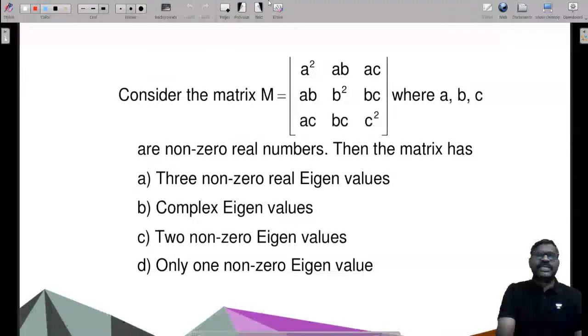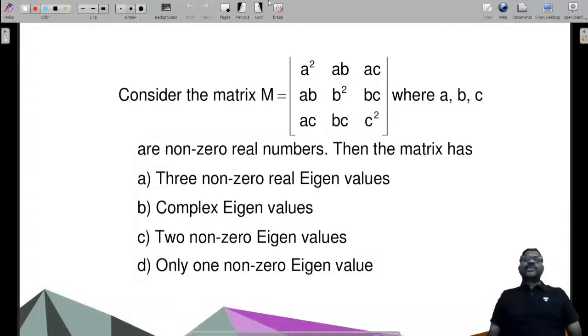Next problem. Consider the matrix with rows (A square, AB, AC), (AB, B square, BC), and (AC, BC, C square). A, B, C are non-zero real numbers. Then the matrix has 3 non-zero real eigenvalues, or complex eigenvalues, or 2 non-zero eigenvalues, or only 1 non-zero eigenvalue.